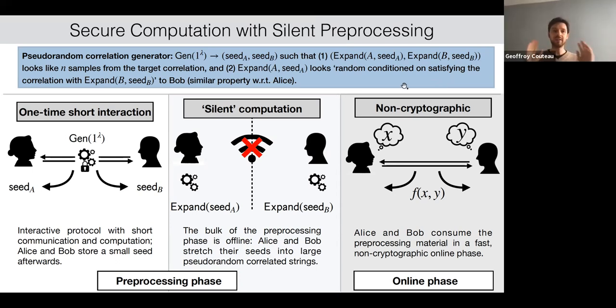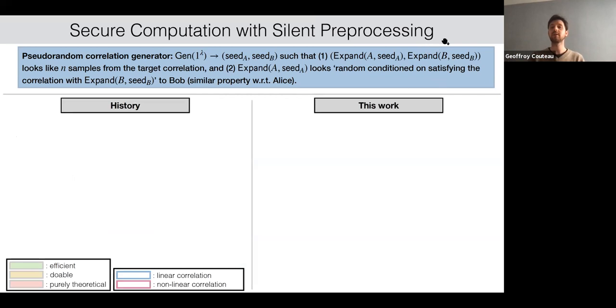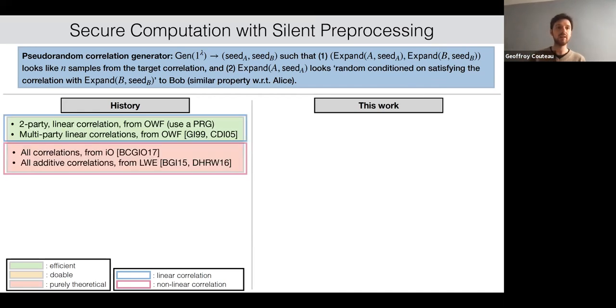Okay, so that's the goal. What's known about that? So we can essentially categorize what exists in terms of whether it's only a feasibility result or it truly gives something efficient that you could use, and whether it targets a very wide class of correlations or much more restricted correlations. So typically, we've known for a long time that you can compress so-called linear correlations, assuming any one-way function. So in the two-party setting, that's just the equality correlation, you just need a PRG. In the multi-party setting, that was done by Gilboa and Ishai in 1999.